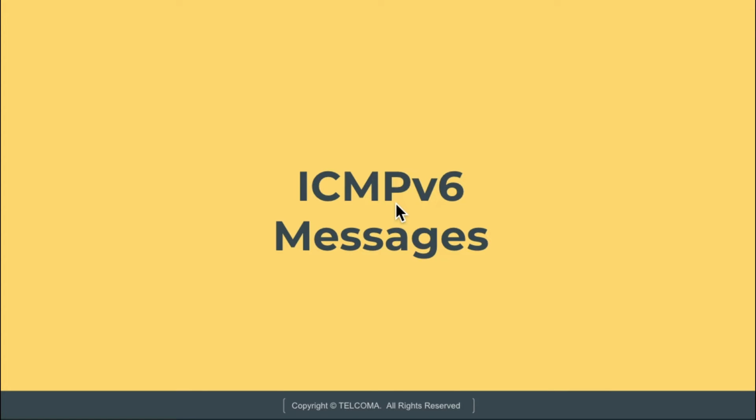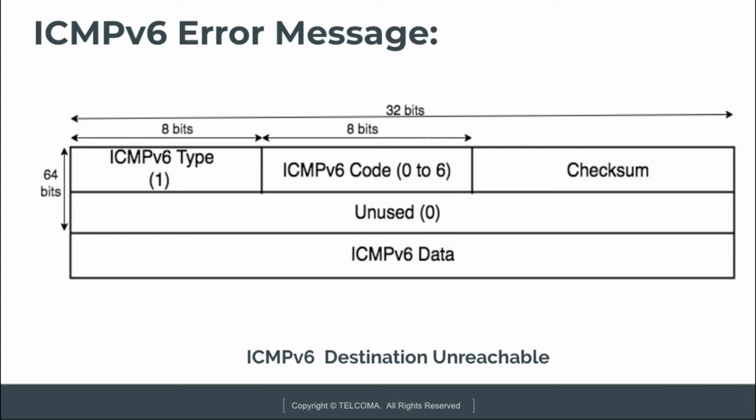So today we are going to discuss the different types of messages in ICMP version 6. The different types of messages in ICMP version 6 are the error message and the informational message. So today we will discuss both of these. Let's start with the first, the ICMP version 6 error messages, and the first one is the ICMP version 6 destination unreachable message.